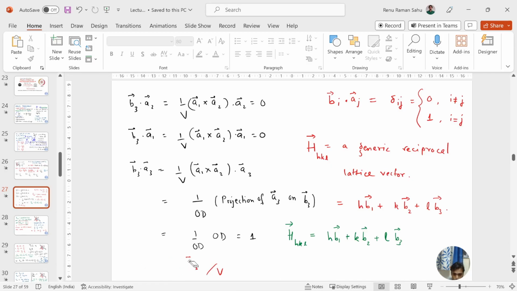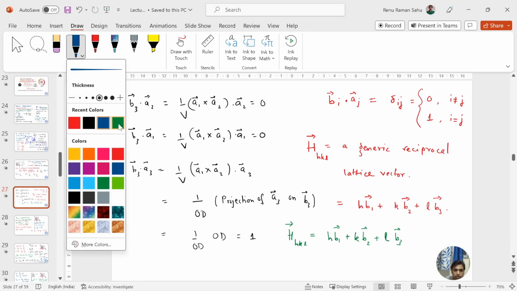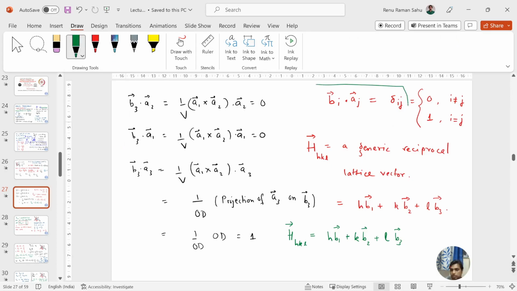Now once we have those unit vectors, we can find the relation between the reciprocal unit vectors and the real space unit vectors. And we found out that the relation is just this. Now once we have this relation, what do we have? We have the unit vectors of a space called reciprocal lattice space. Once we have the unit vectors, we can define any other vector in terms of those unit vectors.